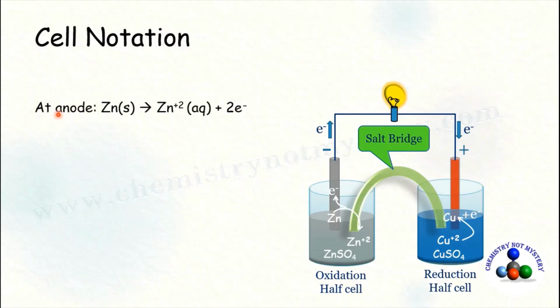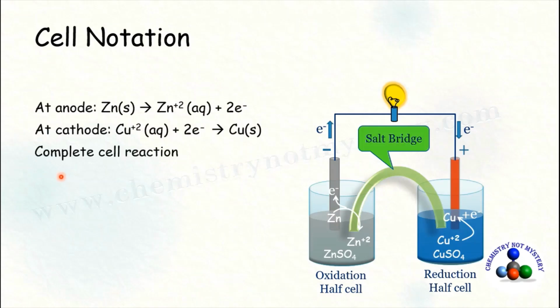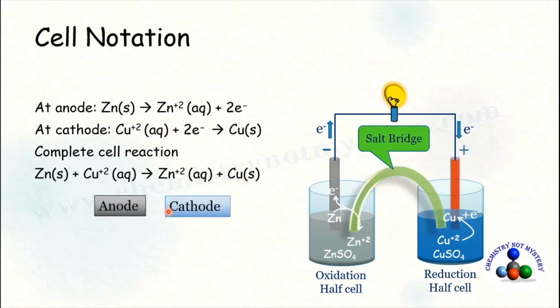First of all, write the reaction that takes place at the anode: zinc gives zinc 2 plus plus 2 electrons. Now write the reaction at the cathode: copper 2 plus plus 2 electrons gives copper. Now add both reactions to get the complete cell reaction: zinc plus copper 2 plus ion gives zinc 2 plus plus copper. In cell notation, first we write the anode, then we write the information about the cathode, and the salt bridge between anode and cathode is denoted by a double line.